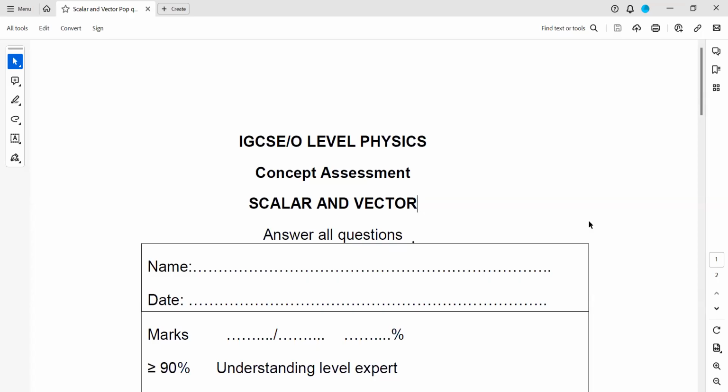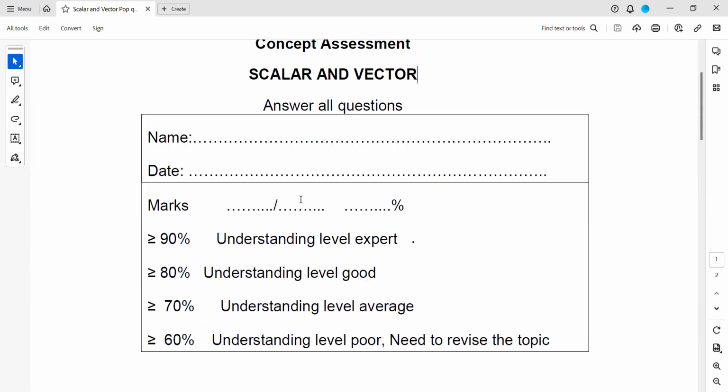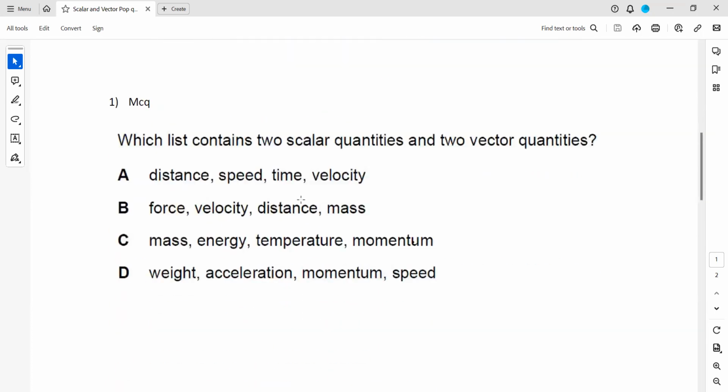So we'll start with a discussion of a pop quiz, which was related to scalars and vectors. In the first question, which list contains two scalars and two vectors? So you have to sort out which one has two scalars and two vectors.